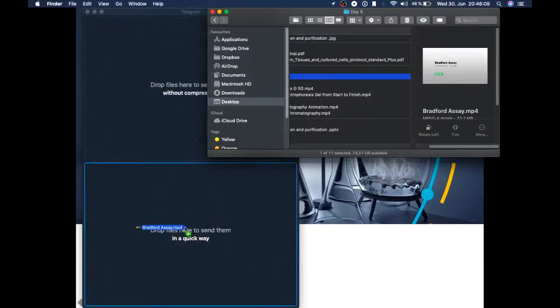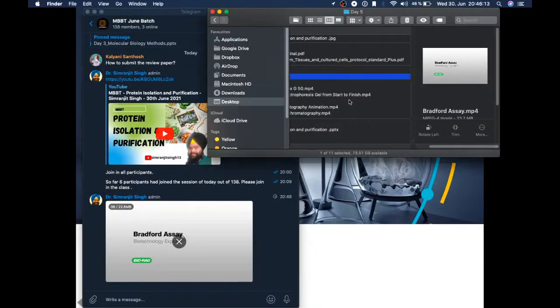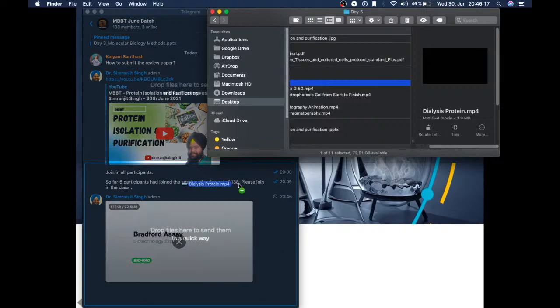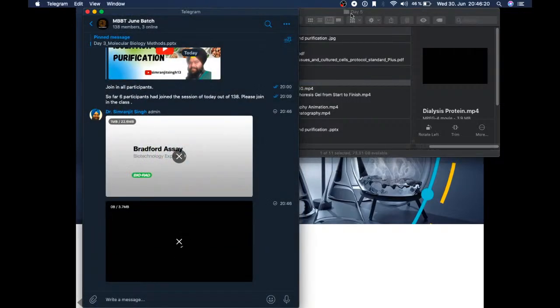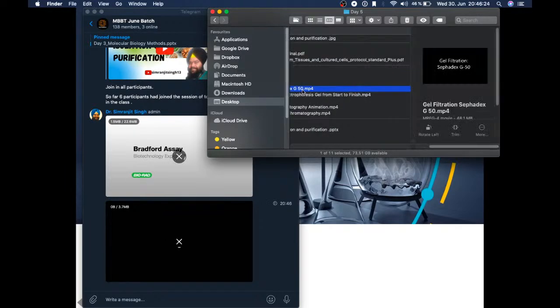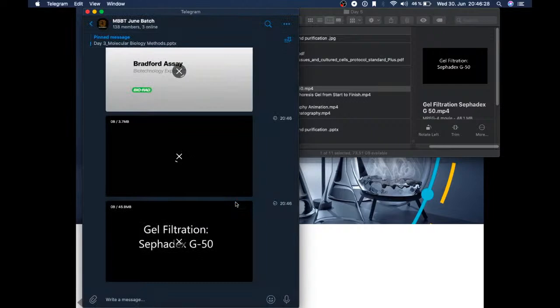So there's a Bradford video we saw. Then we saw a dialysis protein video. If you are not able to see the gel filtration, try to see it in this one, the gel filtration one.